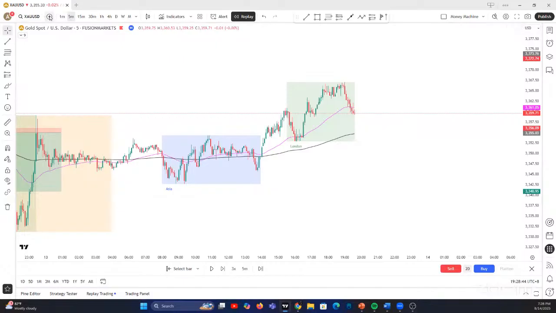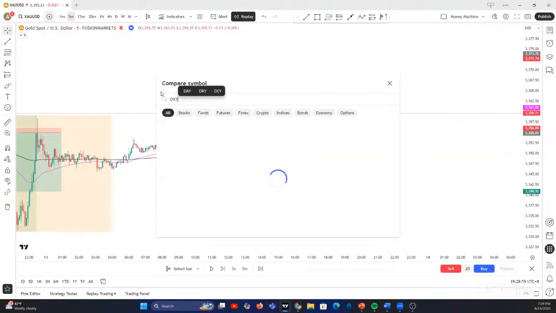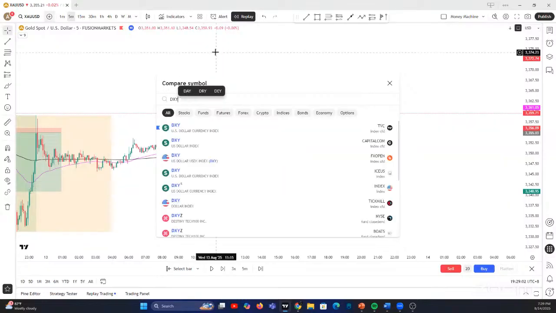So you go here to compare or add symbol. Click this. Hope you see that. It's here, just near the ticker. Then there's the DXY. You just search DXY. So we will use this as an example.